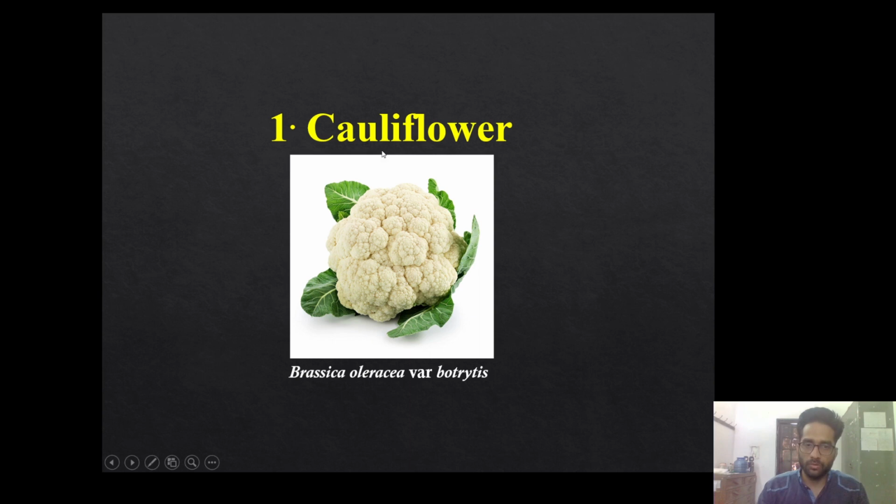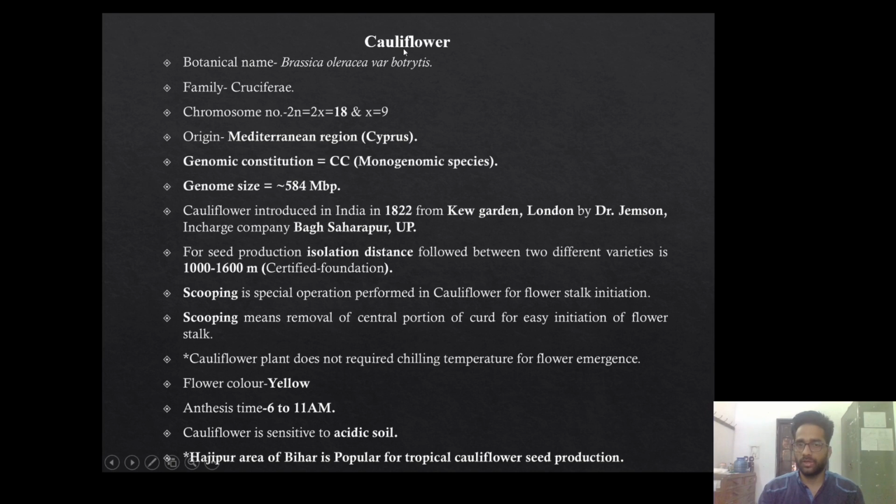Now, the first cole crop we are going to discuss is cauliflower. The botanical name of cauliflower is Brassica oleracea var. botrytis. Family is Cruciferae. Chromosome number is 18. Origin is the Mediterranean region, more specifically Cyprus. Genetic constitution is CC. Genome size of cauliflower is 584 megabase pairs. Cauliflower was introduced in India in 1822 from Kew Garden of London by Dr. Jameson. The isolation distance is 1600 meters.